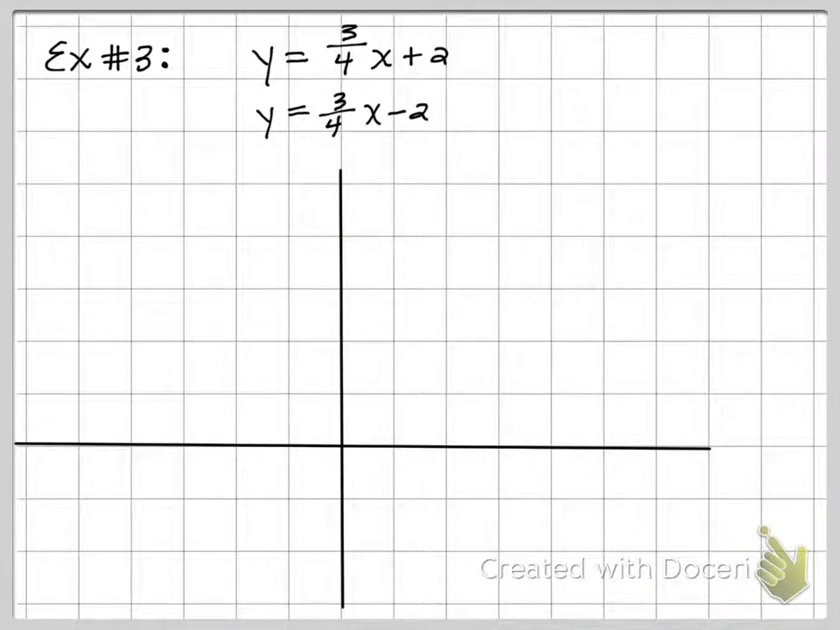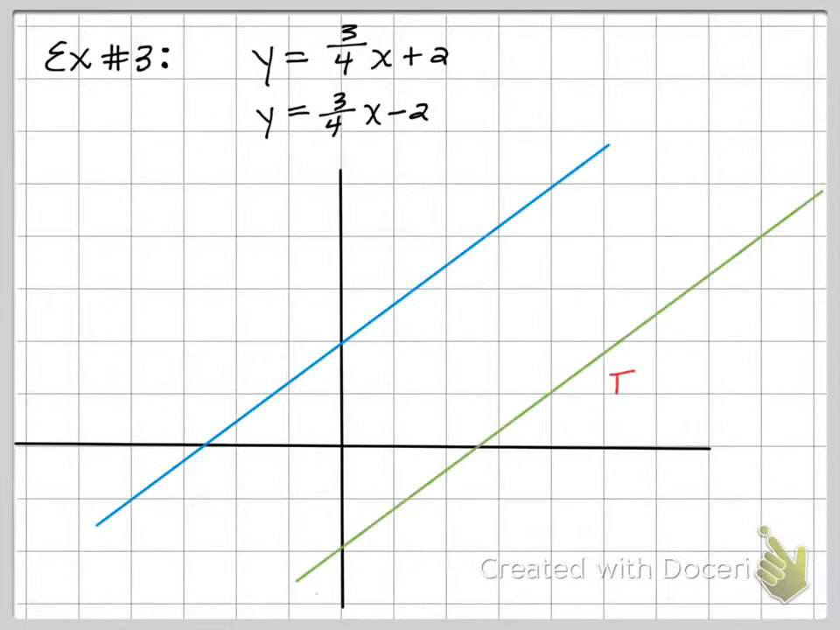Here is our third and final example. So in this one, I have y equals 3/4 x plus 2. And I also have y equals 3/4 x minus 2. So what do you notice about these two equations? You may have noticed that they have the same slope. Now, hopefully you remember, what does it mean when two equations have the same slope? Well, now that we've graphed them, you might remember that that means that they're parallel. The exact definition of parallel is that they're two lines that will never intersect.